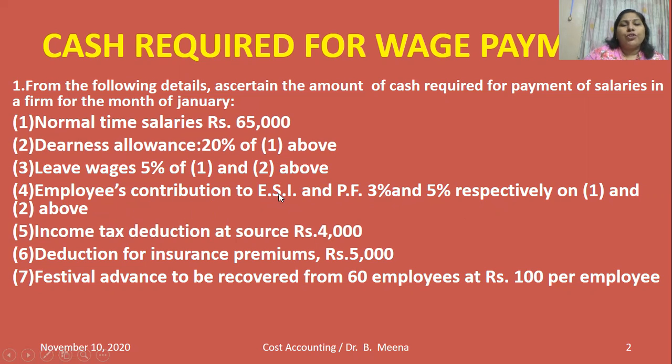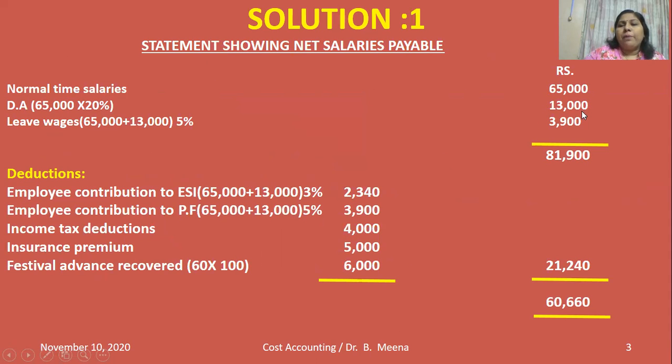So what is the contribution to ESI? 3%, and PF contribution is 5%. On what? On the summation of 1 and 2, which is 65 plus 13, 78,000. So 78,000 into 3% is ESI, and 5% into 78,000 is the PF contribution of employees, not the employer. So we will get 2,340 and 3,900.